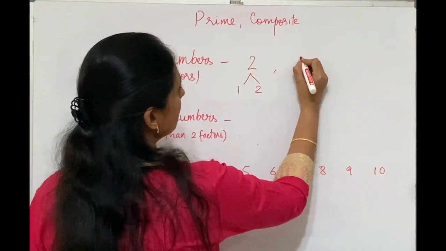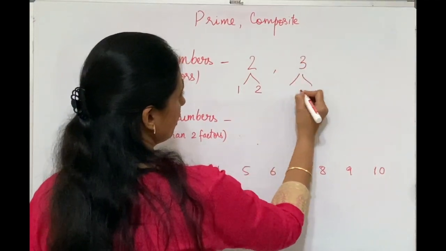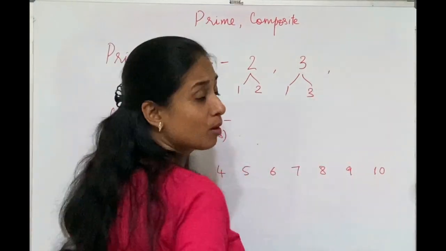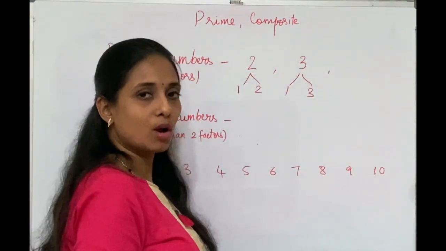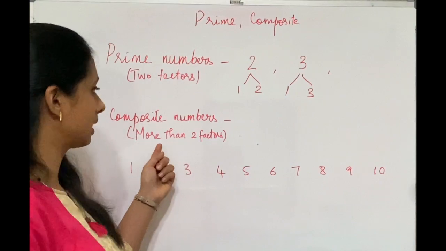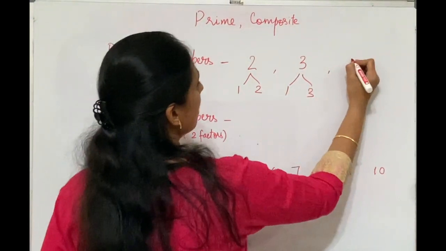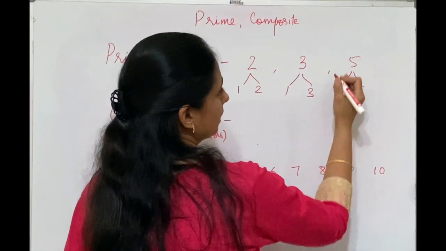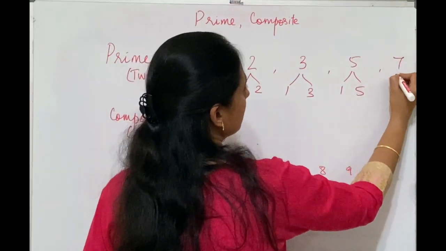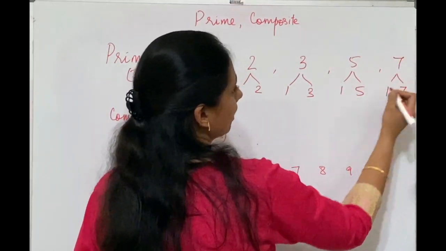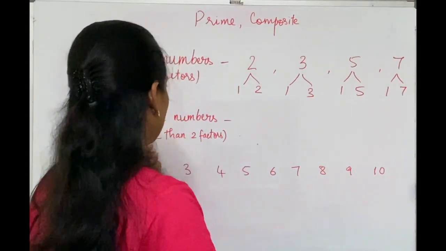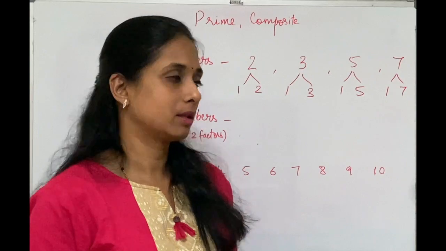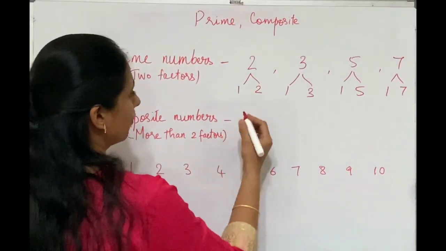Okay, after this, 3. 3 also has only 2 factors. So that's a prime number. What about 4? 4 is not a prime number. Okay, we will see when we write composite numbers. What about 5? It has only 2 factors. Okay, so it is a prime number. 7 is a prime number and the rest are not prime. So when we write composite numbers, they have more than 2 factors. Okay, let's write the composite numbers.